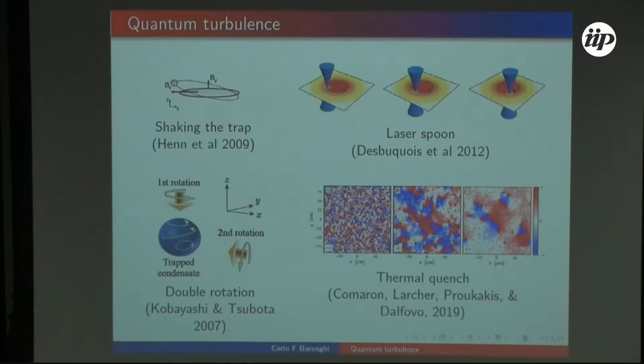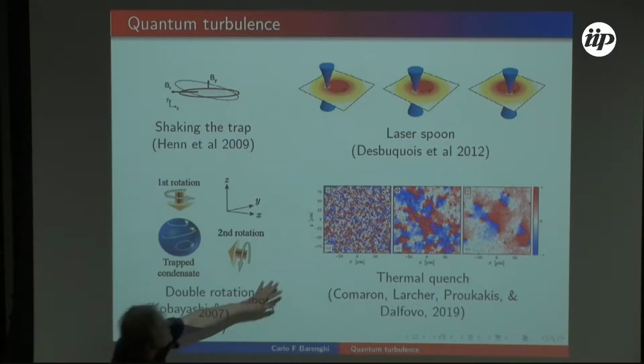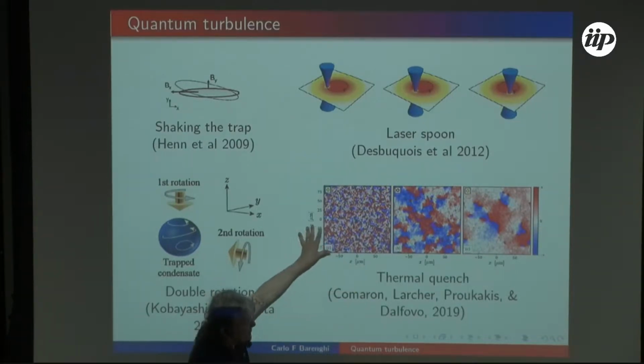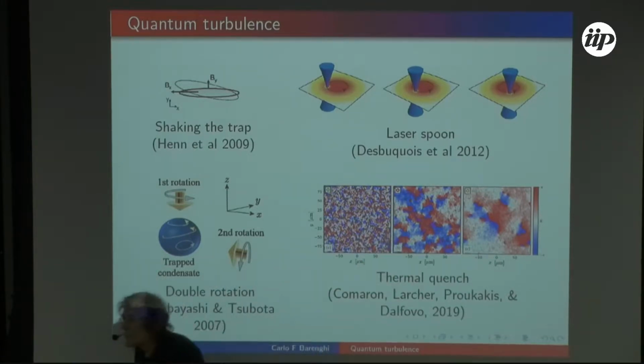In condensate, you can shake the trap as in that experiment. So that is how a laser spoon has been described schematically by the authors of that paper in Paris. There is a suggestion here of a double rotation, rotation about 2 axes. That works if you do it in water. It has been done in Kyoto, I think, and this represents the thermal quench. So you go through the phase transition. The order parameter cannot adjust simultaneously everywhere. You're left with domains separated by vortices, which will interact, creating turbulence, which eventually will decay.